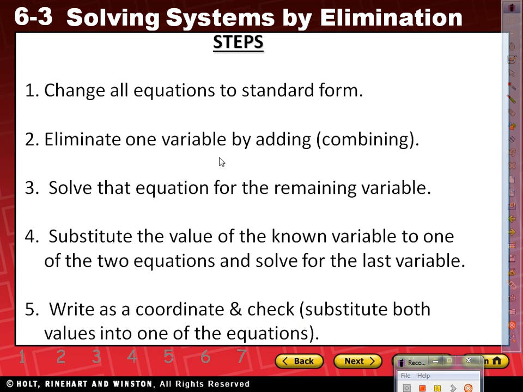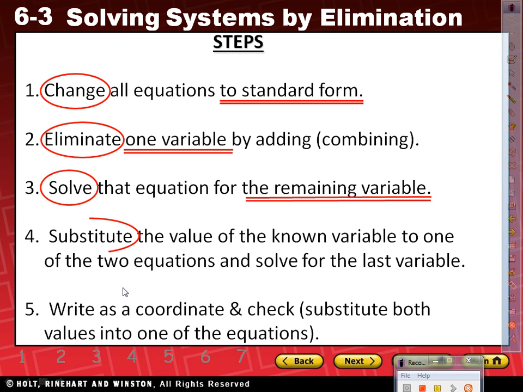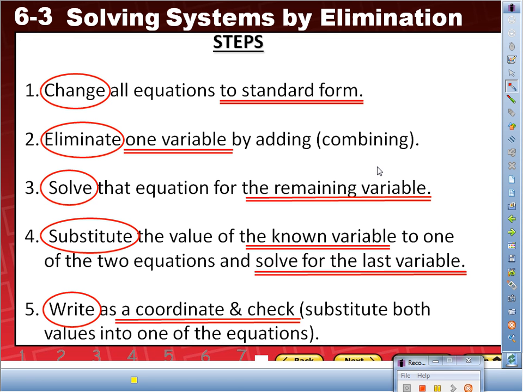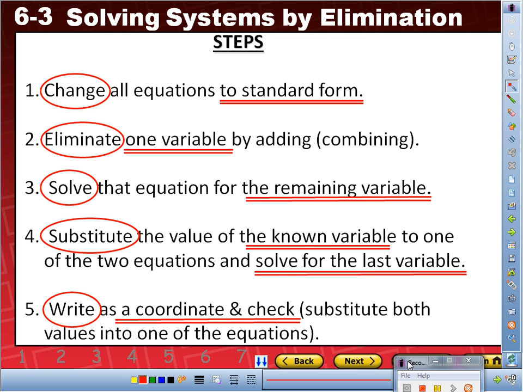Okay? So if you want to shorten your steps, let me show you what to write by circling and underlining stuff. Change to standard form, eliminate one variable. Step 3, solve for the remaining variable. 4, substitute the known variable and solve for the last. And at the end, write as a coordinate and check. So copy that, please.